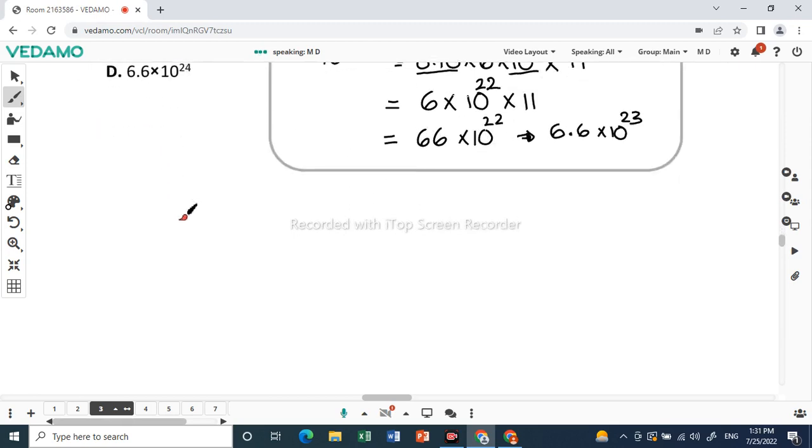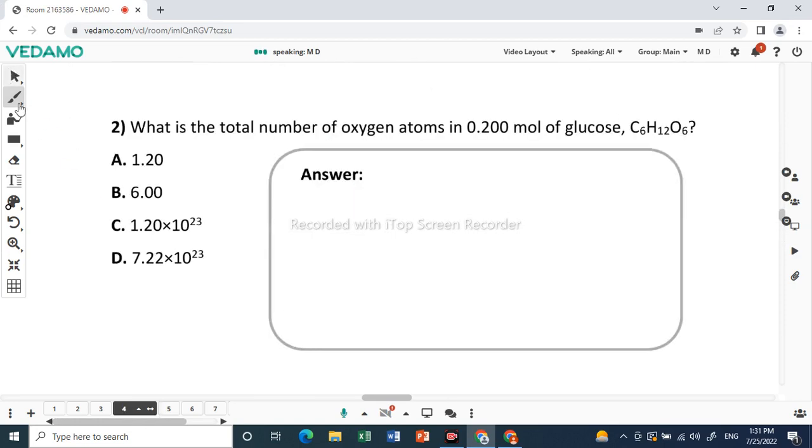Now we're going to apply more questions and more ideas. Question number 2 is another idea for Avogadro's constant. We will look for the difference between it and the previous one. What's the total number of oxygen atoms? So now I'm more specific. I'm going to count only the atoms of oxygen which are present in 0.2 mole of glucose.